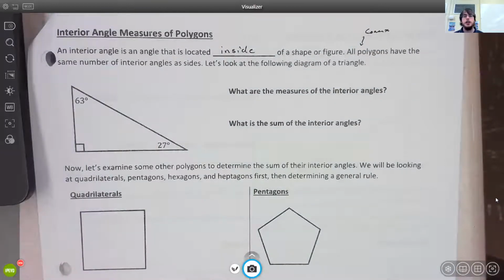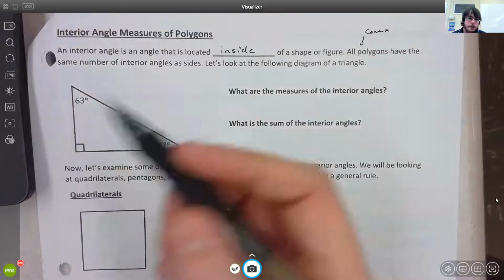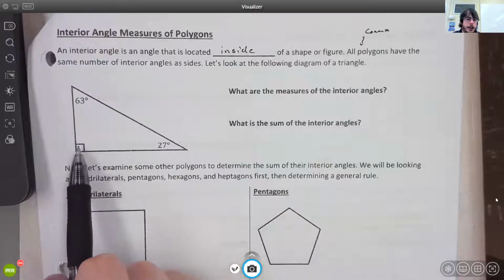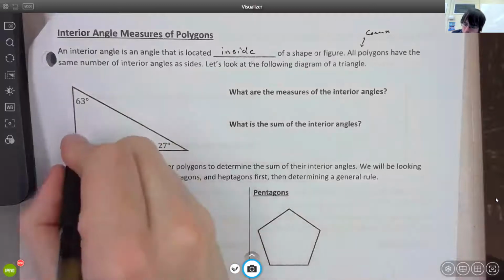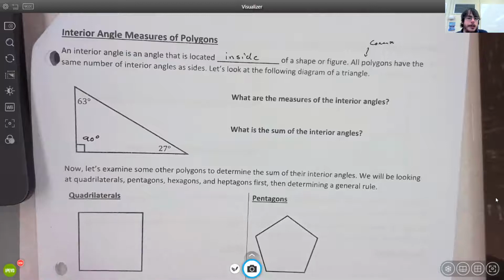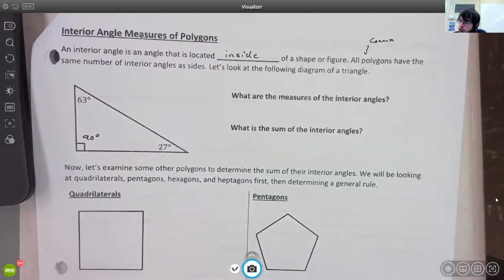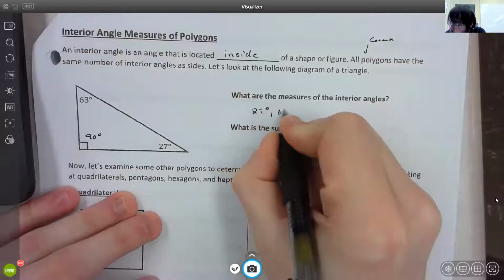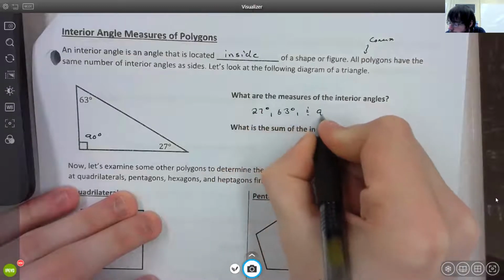So let's look at the following diagram of a triangle. In this diagram, we see that we have three angles labeled here. We have the 63-degree angle here, the 27-degree angle here, and then a box in the corner. And of course, that box represents our right angle there, which measures 90 degrees. So what are the measures of the interior angles? Well, as we said, we have 27 degrees, 63 degrees, and 90 degrees.